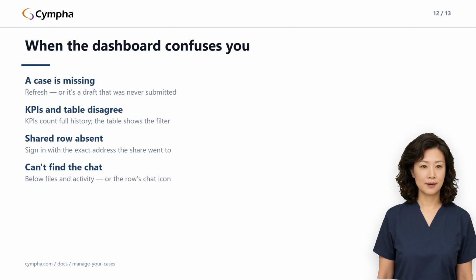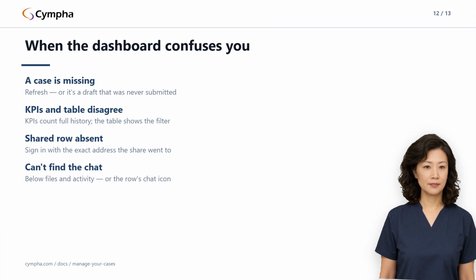Second, the KPI count and the table count don't match. That is expected, not a bug. The cards cover your full history, excluding drafts. The table shows only the currently filtered page. Clear all the filters and the table will show you the full picture again.